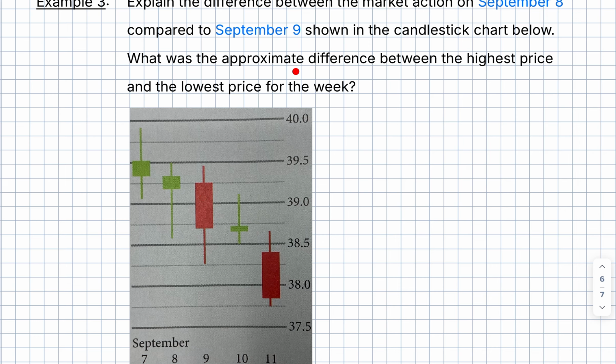37.75. Okay, so we could say that that's 37.75. And the highest price occurred on September 7th, and that's right about 39.90. So then the difference between those prices showed a fluctuation of about $2.15. Okay, so hopefully this made sense and you understand how to interpret both of these graphs.